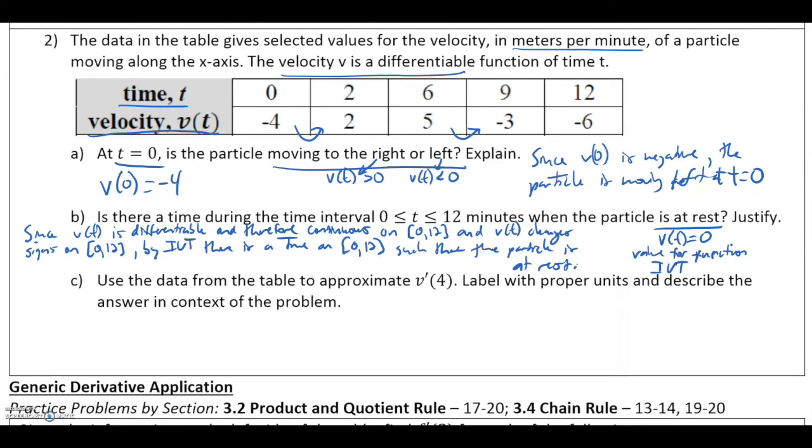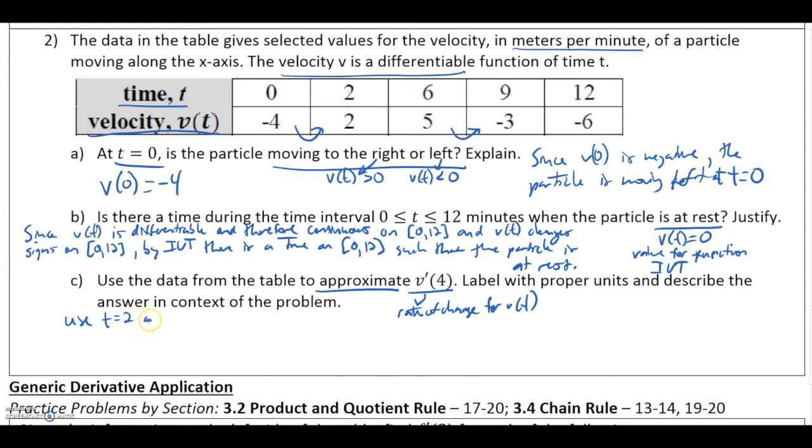And the last part, use the data from the table to approximate v prime of 4. With no function, approximates the best we can do. But we don't even have any information about what's going on at 4. So the best we can say, first of all, notice that v prime of 4 would have to be the rate of change for v of t. The best we can do is use an average. We don't have a function to talk about the instantaneous. And so what we're going to do is use the values closest to 4.